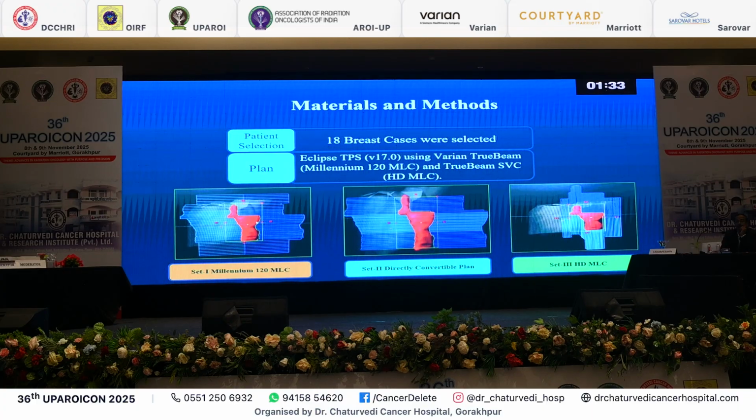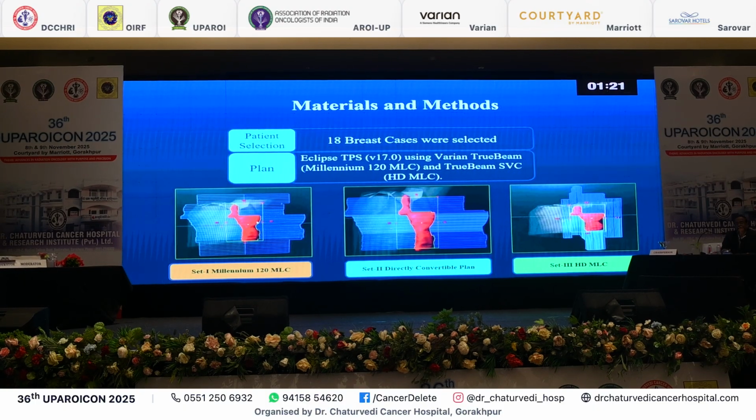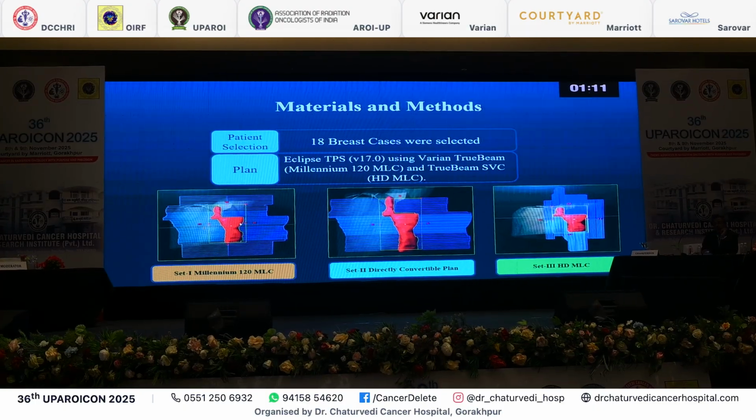For each case, 3 sets of plans were created. The first set is with Millennium 120 MLC. The second set of plans are directly convertible plans from Millennium MLC to HDMLC. The third set of plans is for the Varian TrueBeam machine for both Millennium and HDMLC. For Millennium MLC, the field size is 40 by 40 cm square. For HDMLC, it is only 32 by 22 cm square.